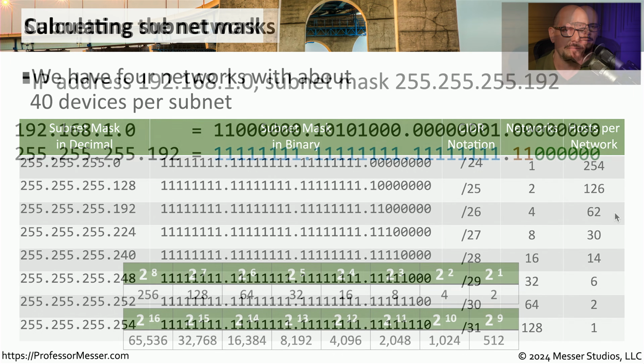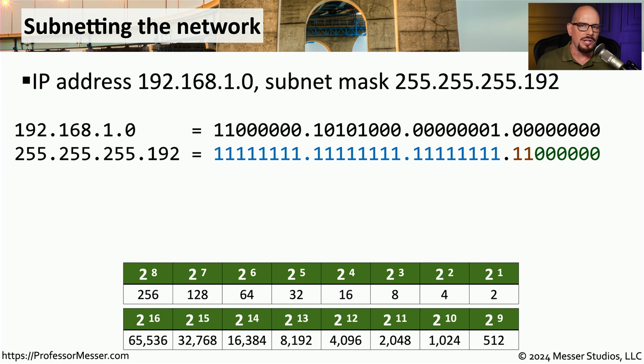Now, we can certainly speed this process along by performing a calculation based on powers of 2. Let's look to see how we might do that. We have a starting IP address of 192.168.1.0 and a subnet mask of 255.255.255.192. And based on this information, we can show the network address and the subnet mask in binary. And you'll notice in the subnet mask, we have the default number of bits for that address, plus the 2 extra bits that we borrowed from the host side.